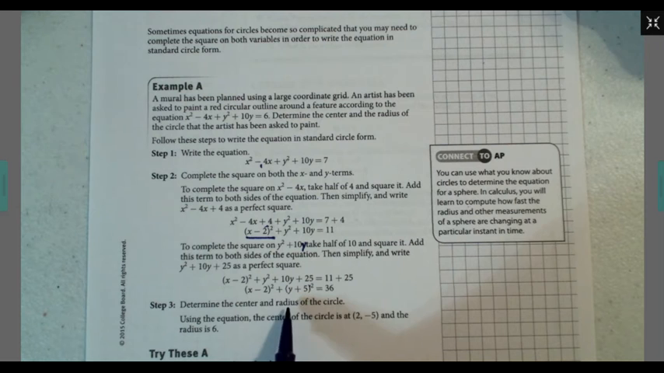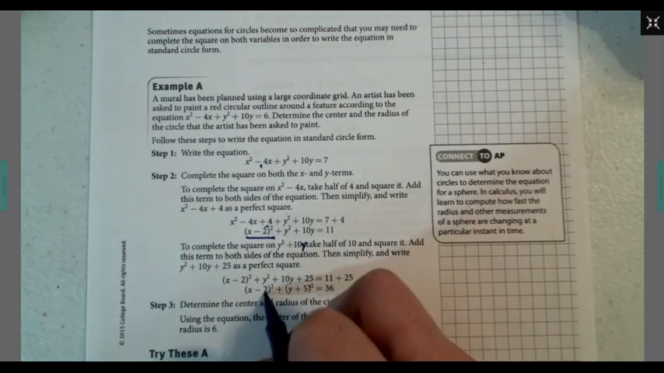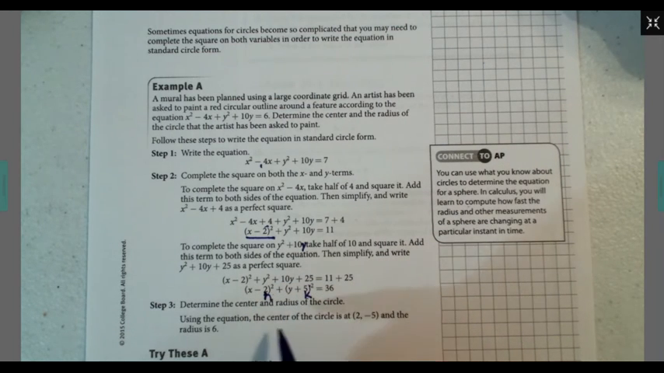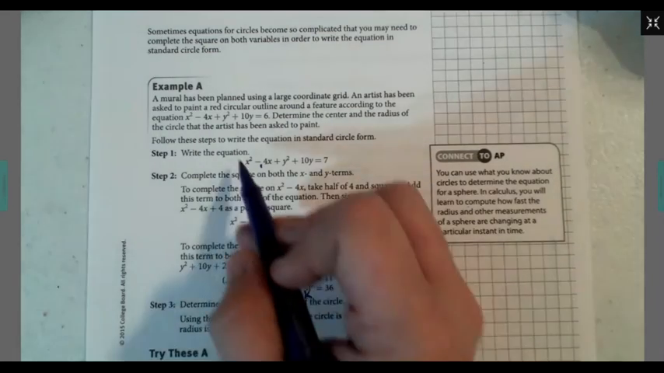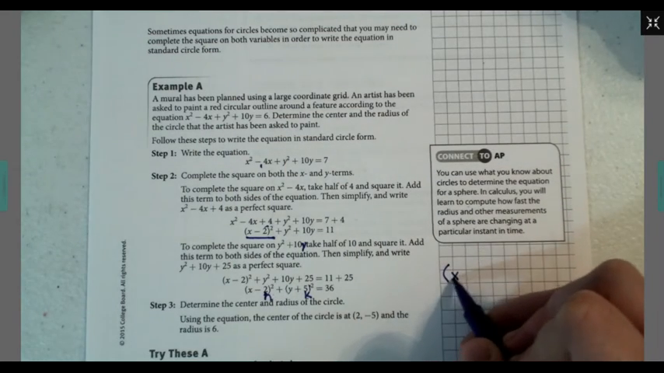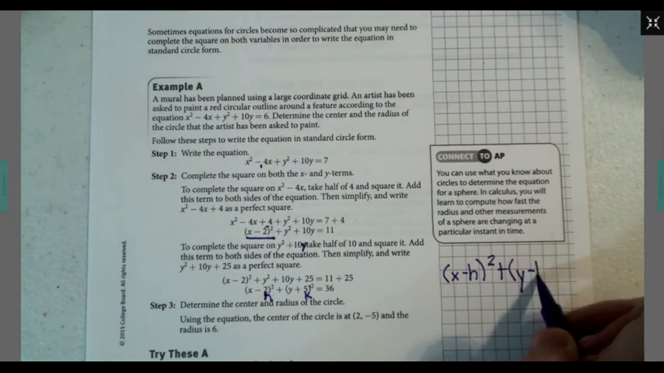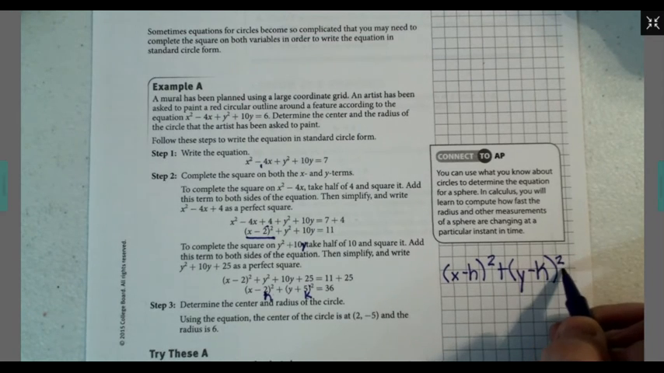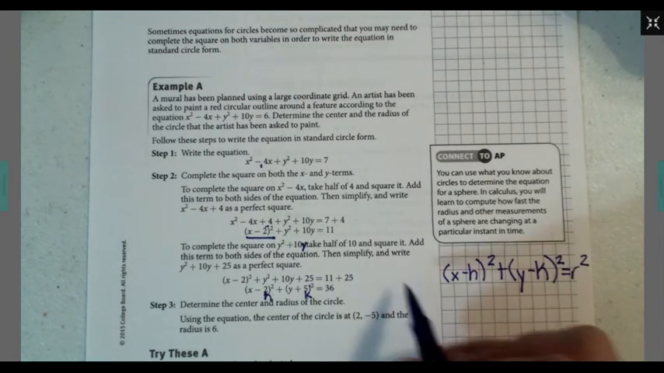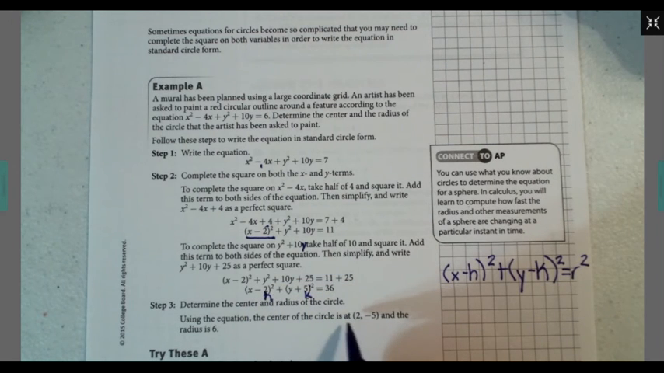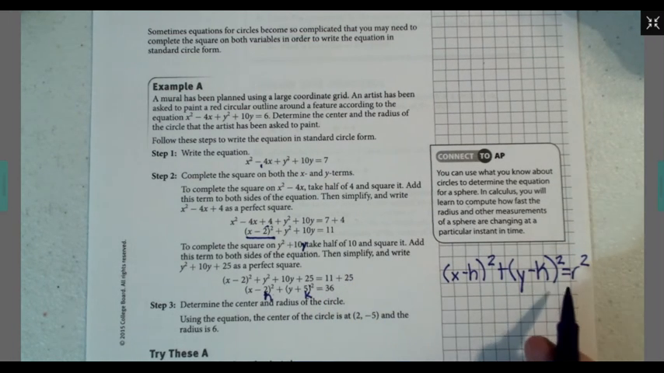It says determine the center and the radius of the circle. Well, my center is going to be at h, k: 2, negative 5. Because remember that the equation originally calls for it's x minus h squared plus y minus k squared equals r squared. So 2, negative 5, and what is the square root of 36? That's going to give me my r. Well, that's 6.